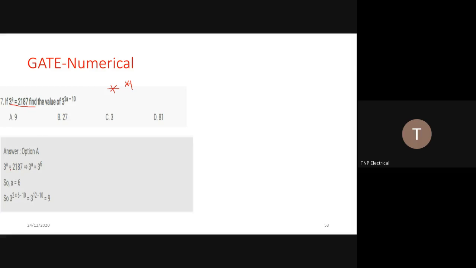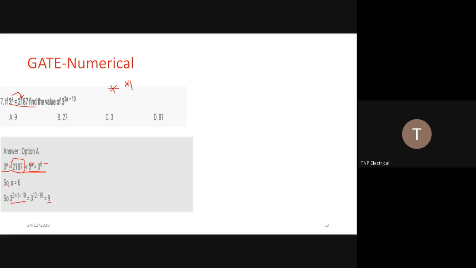Now you need to find how this 2187 is related to 3 to the power something. If you analyze it, you can put it in that way. And if the question asks in this way, there is always a relation between these two. So you can put it into this form, and now I can write 6 as this much. If you solve it, you get this answer.